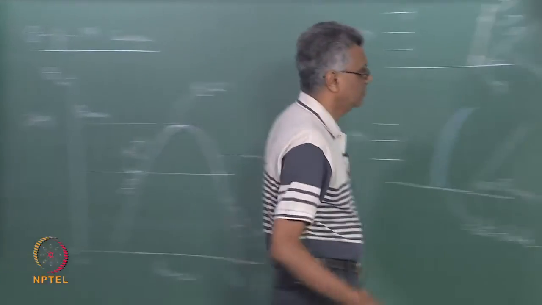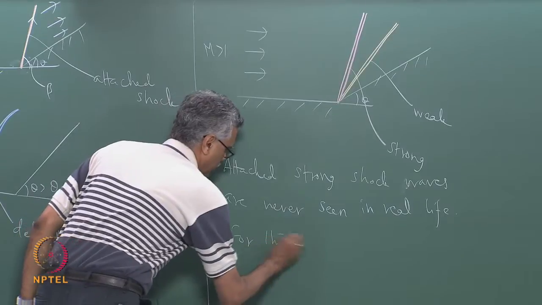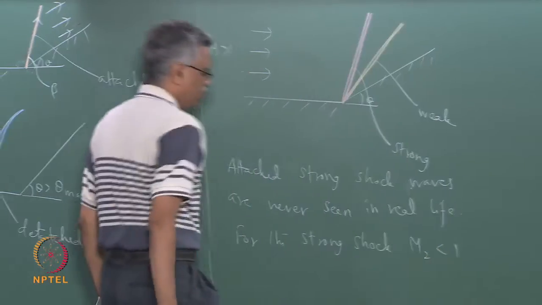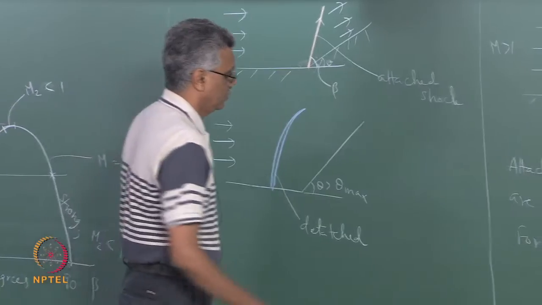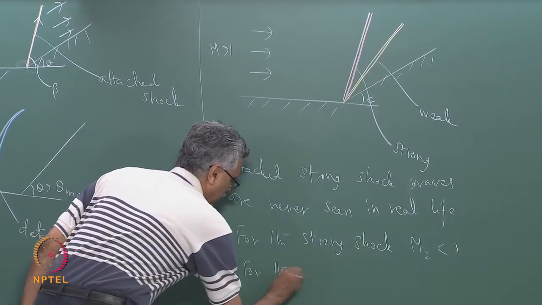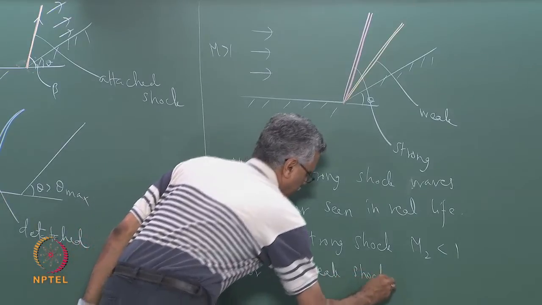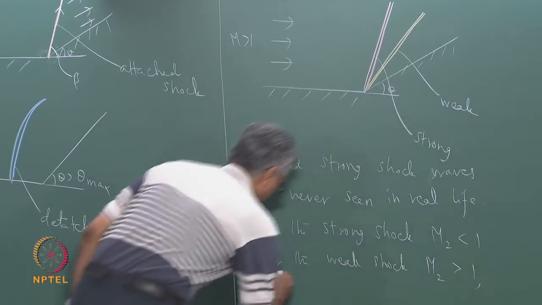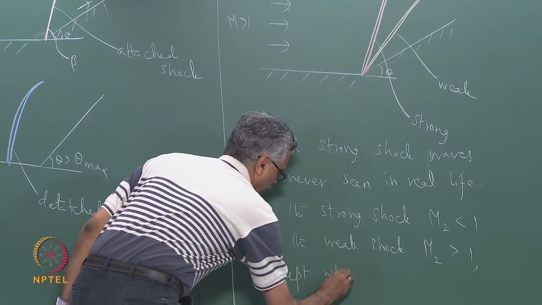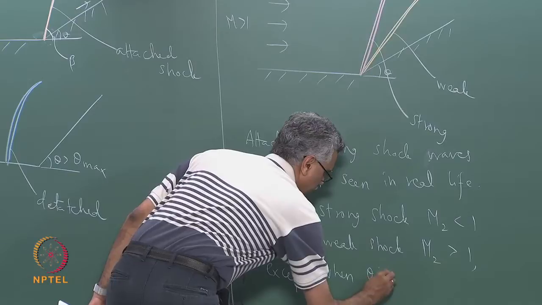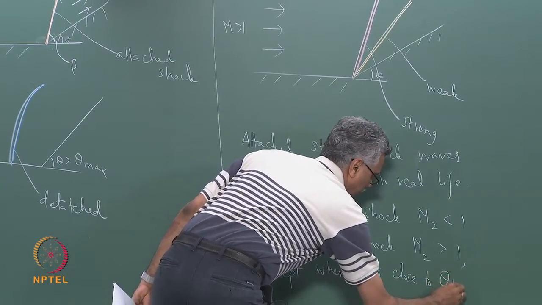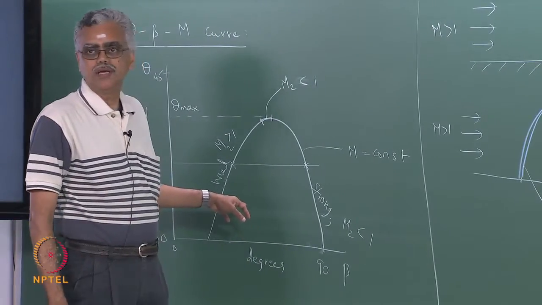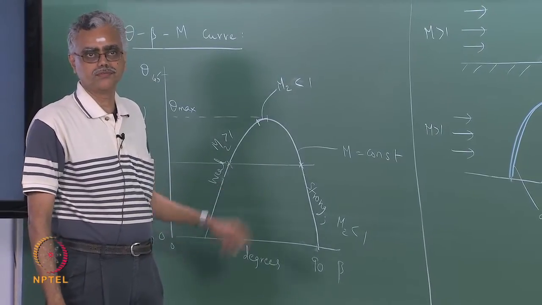Okay, so let us write that down. For the strong shock, M2 is always less than 1. For the weak shock, M2 is greater than 1, except when theta is close to theta max. But in both cases, MN2 is always less than 1.